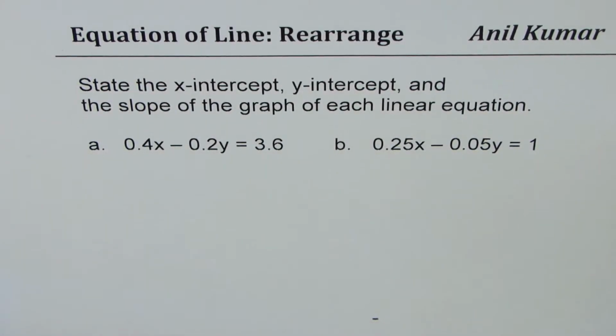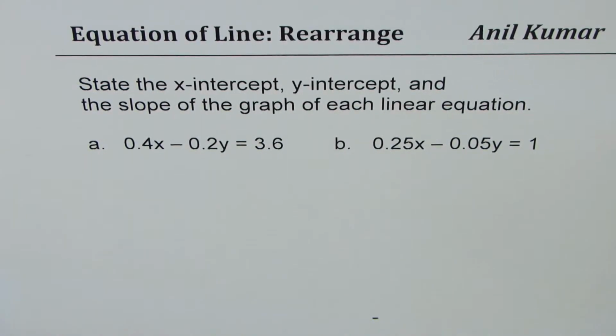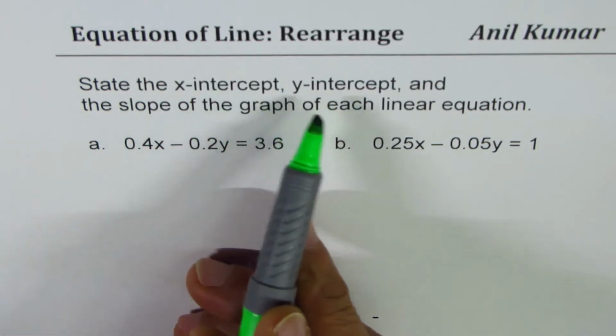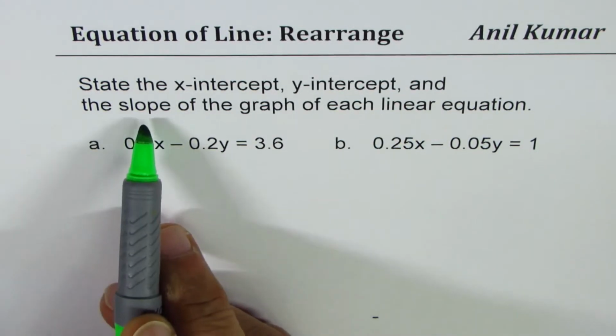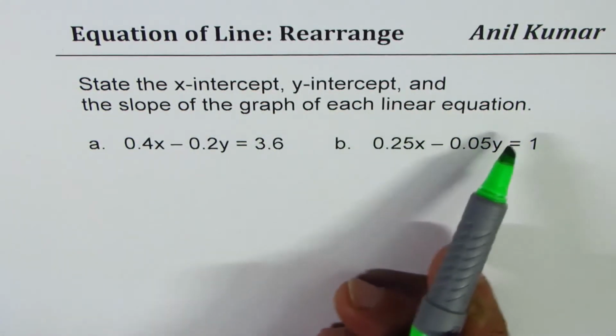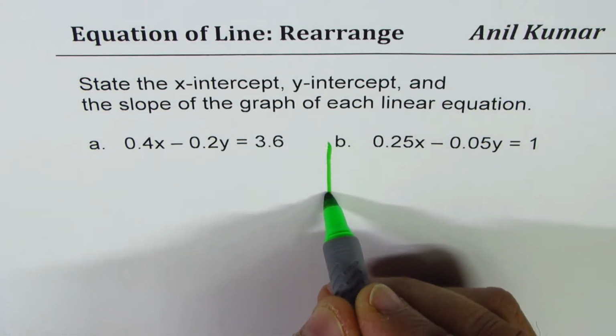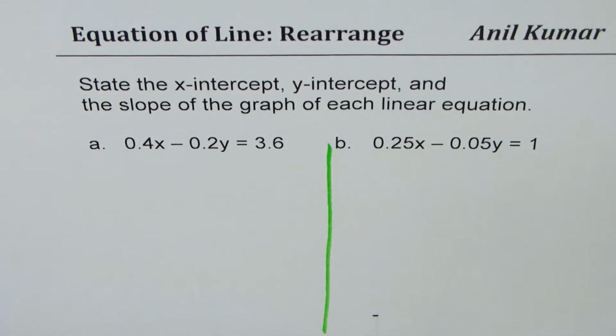I'm Anil Kumar, and in this video we'll practice how to find x and y intercepts and slope from the given linear equation. The question here is, state the x-intercept, y-intercept and the slope of the graph of each linear equation. We have two of them and both are in decimal numbers. So we'll also see how to work with decimal numbers.